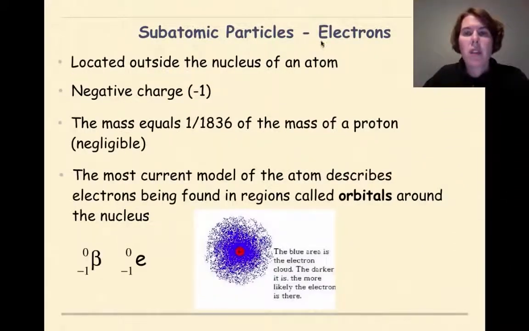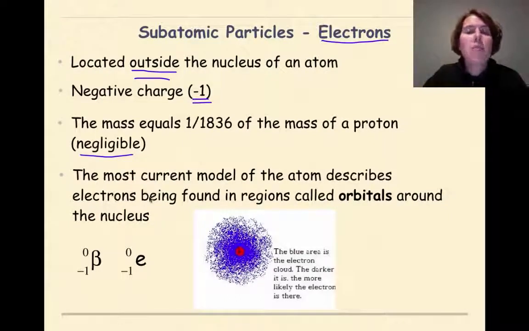So here we have the electron. What do we need to know about electrons? Well, unlike protons and neutrons, which are found inside the nucleus, an electron is located outside of the nucleus of an atom. Electrons are going to have negative charges associated with them. And the mass, if we wanted to get really specific about an electron, is equal to roughly 1/1,836th of the mass of a proton. So in other words, really, really, really small. In other words, negligible. So the mass of an electron, it does have a mass, is very, very tiny.